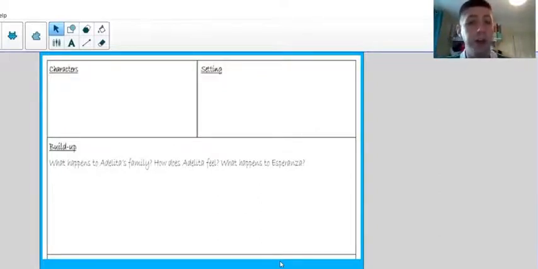Okay, hopefully you've filled in the first 2 boxes. The next box down is the build-up. So remember, the build-up is like what happens in the story to build up towards the big problem or the climax. So I've got some questions there for you to think about. What happens to Adelita's family? How does Adelita feel about this? And then what happens to Esperanza? So you can write about all of those things in the build-up of the story.